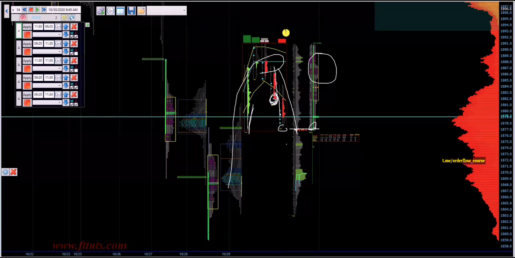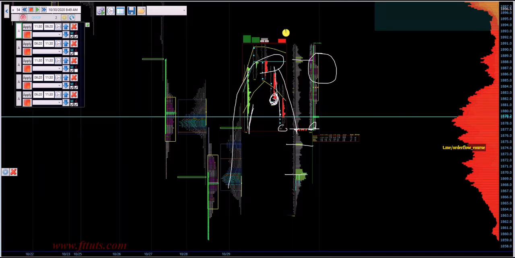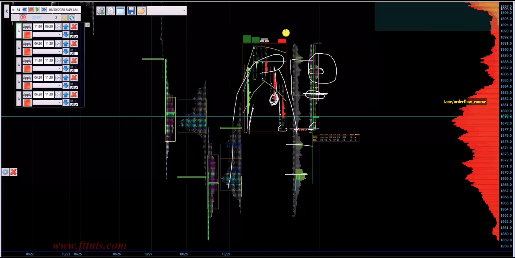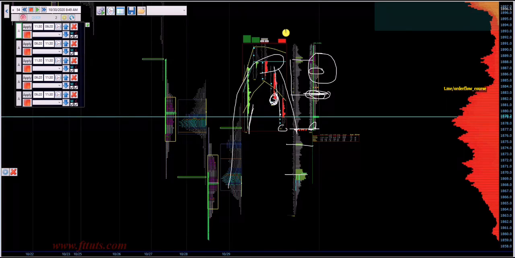Okay, because we have an area of volume here, an area of volume here, an area of volume here. We have some areas of volume in the RTH session, but at the end of the day, if this auction is going to keep moving lower, it's going to have to pull the VPOC lower. And a good candidate would be right here around this 1883. That'd be the nearest candidate in the intraday session.